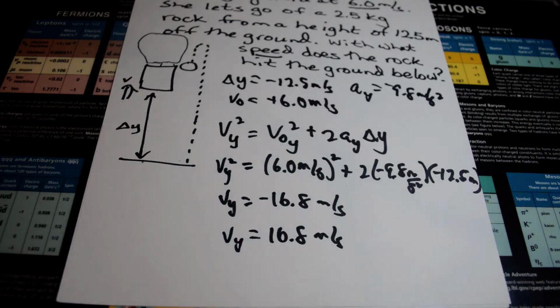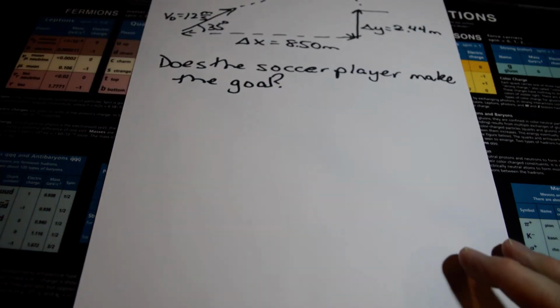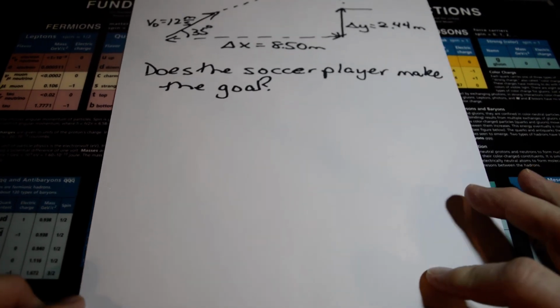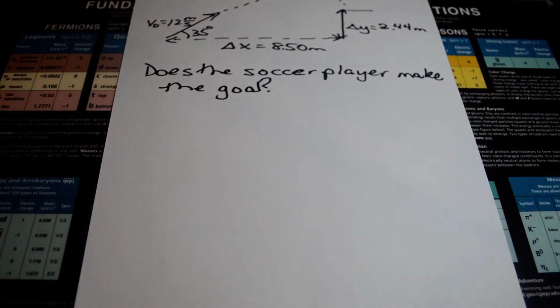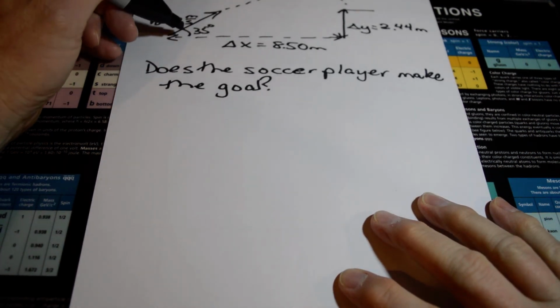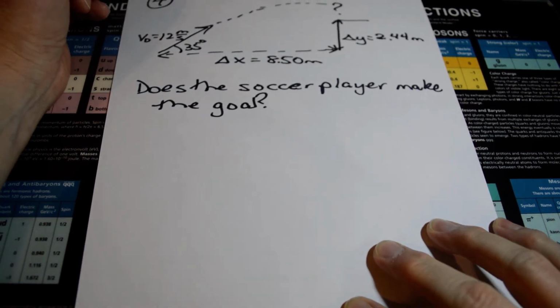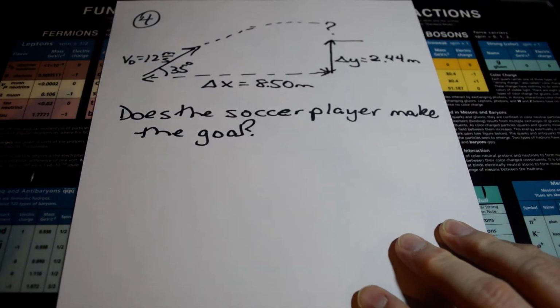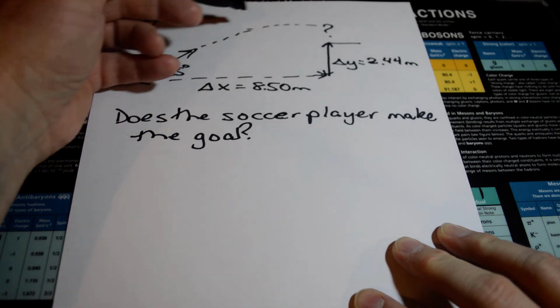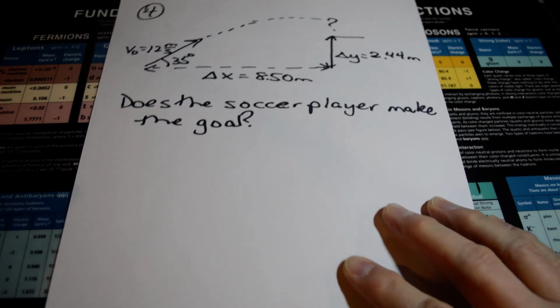Okay. All right. Let's take a look at the next question. Soccer goal, it's going to be kicked up in the air at 12 meters per second at a 35-degree angle, and the soccer goal is 8.5 meters away. And you want to know, does the soccer kicker, the player, make it to the goal?